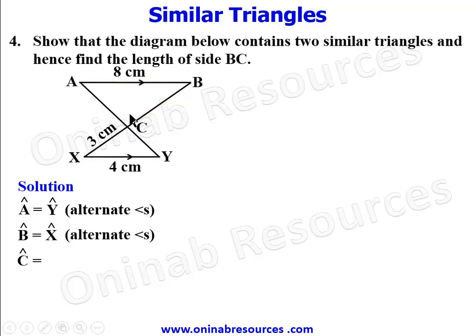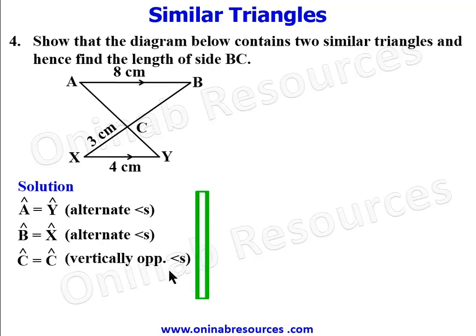Then the next thing is angle C. If you look at this, these two lines are crossing each other. So we are going to have vertically opposite angles there. So the angle C at ABC will still be the same angle C at CXY. So we have it as angle C, which is vertically opposite angles, and vertically opposite angles are equal. Now we are going to state the triangles in the correct order of their similarities to be ABC, and that is similar to YXC. So we just bring it in this order like this.